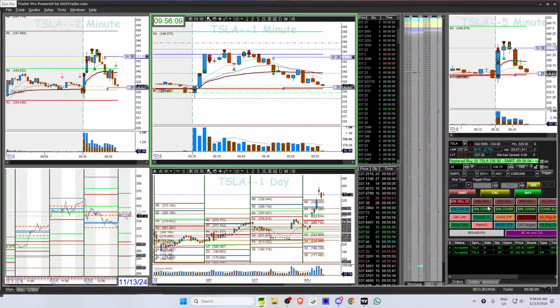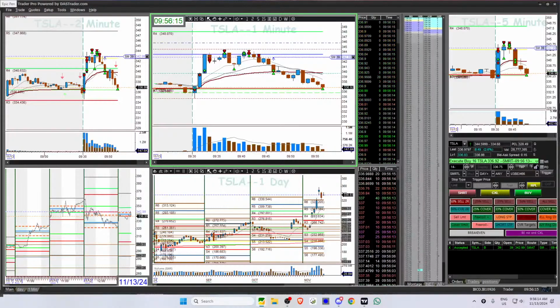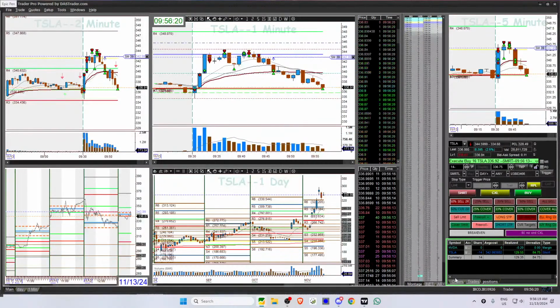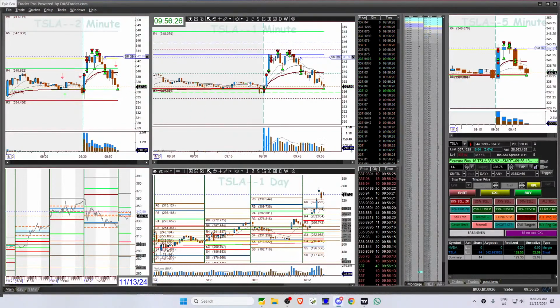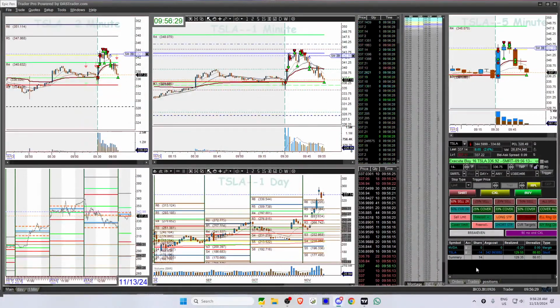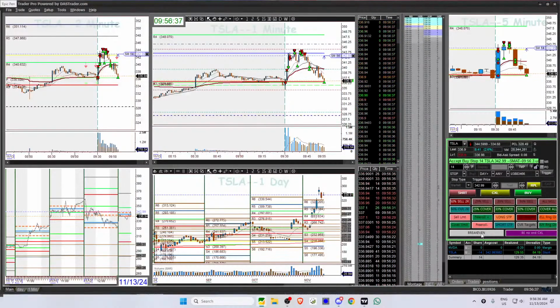I shorted Apple off of R3 and it got within 9 cents of my stop and now it's reversing. It's so painful to hold through that. Sorry, you shorted, you longed from R3? I shorted off of R3 on Apple, right at the open there. R3, I apologize, I was looking at S3. I'm like, why would you do that? Clear. Okay, R3 at the open.